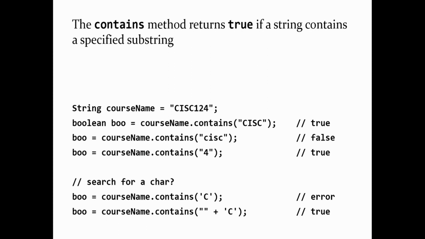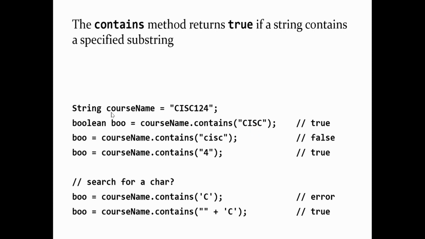We were talking about strings at the end of last class, and we'll continue talking about them in this class. There's a method called contains that returns true if a string contains a specified substring. Here I've got the string all caps CISC124. I want to know, does that string contain the substring all caps CISC?